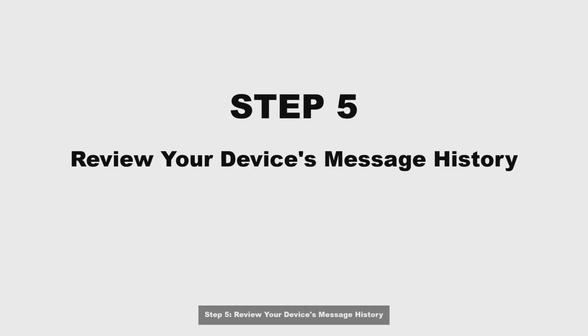Step 5. Review your device's message history. If you use Airbnb's messaging feature through a mobile app, check your device's message history or notification log. Sometimes recent messages may still be accessible through your device's settings.